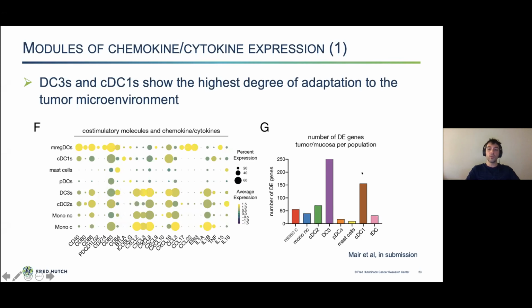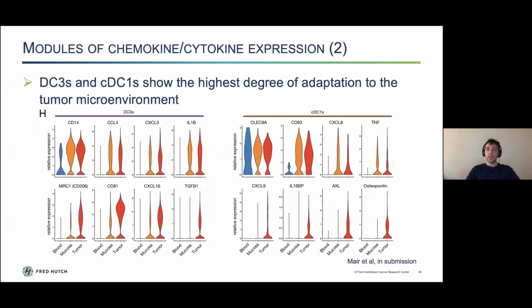When we looked at the differentially expressed genes that made up this large difference in the DC3s and the cDC1s in the tumor, we found quite some interesting patterns. So these violin plots here are arranged in a way that on the left-hand side, you can see the DC3s, and on the right-hand side, you can see the cross-presenting cDC1s. And the upper panel depicts genes that were upregulated both in the mucosa, depicted in orange, and the tumor, depicted in red, like, for example, CCL4 or CXCL3 or IL-1 beta for the DC3s and CXCL8 or TNF for the cDC1s.